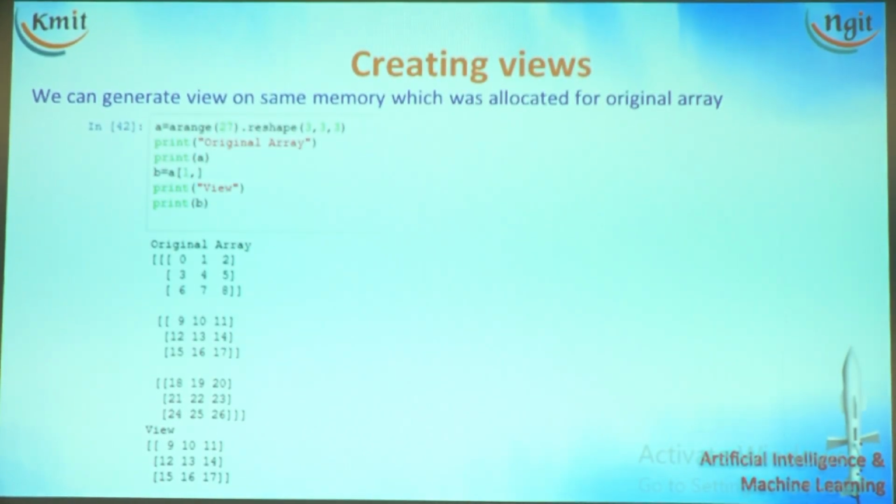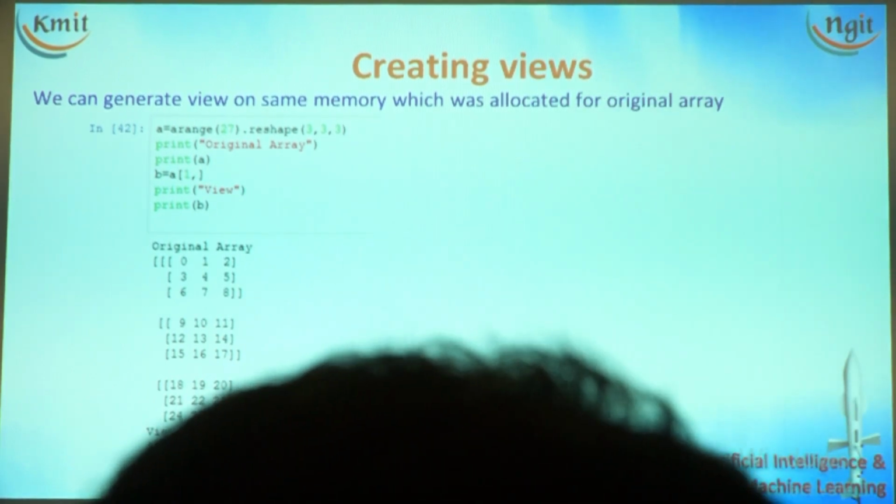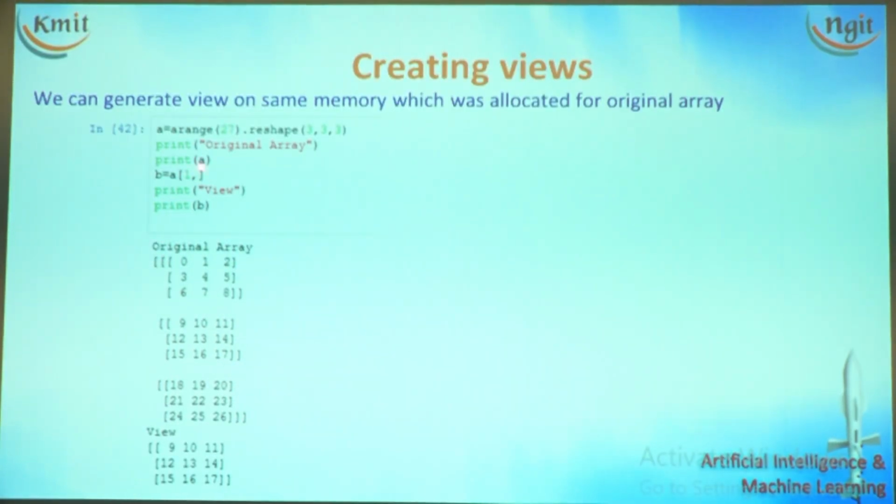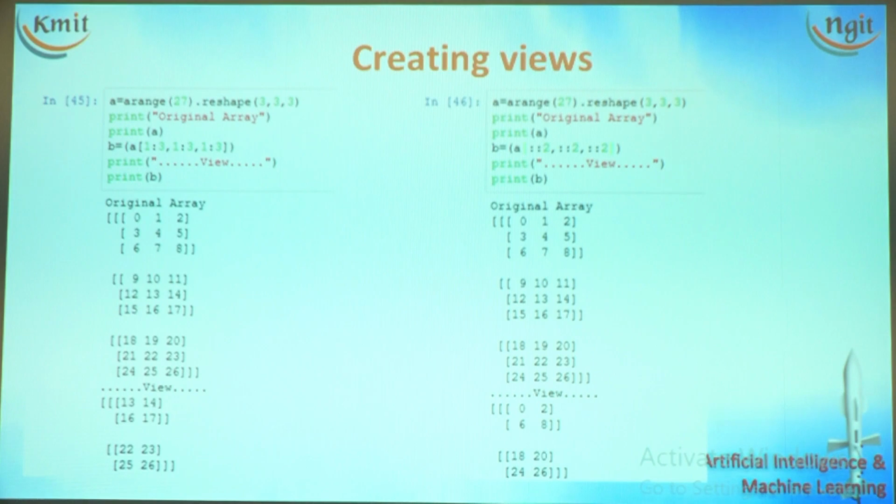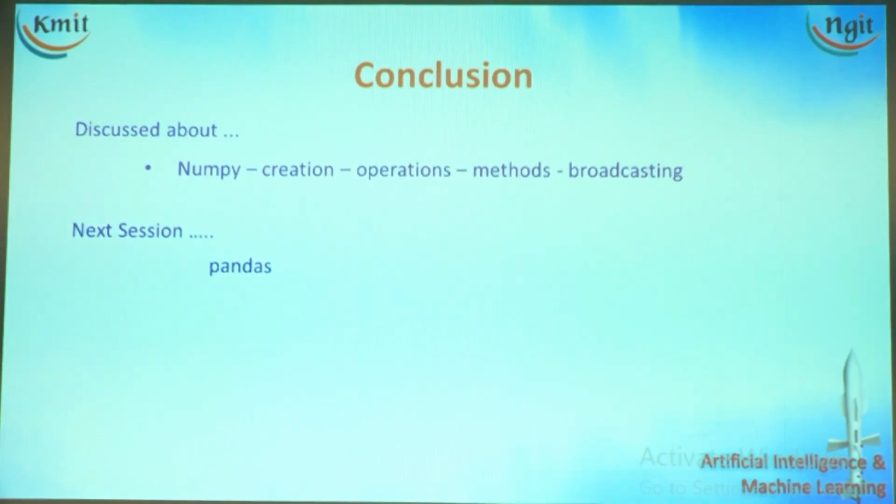Then what is this? Creating a view. What are you doing in this? D is equal to A of 1 comma. It means if it is an n-dimensional array and you really want to see only the first dimension out of it, then you can view it. Just have a look over here. What is happening in this? We are slicing this and we are viewing it.